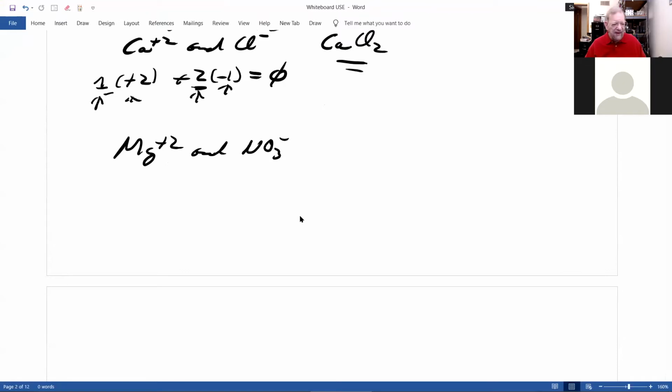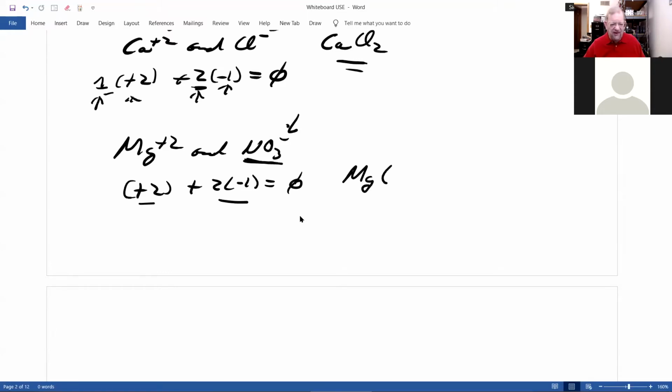And here, magnesium is a +2, and the nitrate, this whole polyatomic ion, is a -1. Does it add up to 0? Oh, no. Well, we have to change how many, never the charge. So if this is a +2, I want this to be a -2, so I'll put that there. So what this tells us is there's 1 magnesium and 2 nitrate.